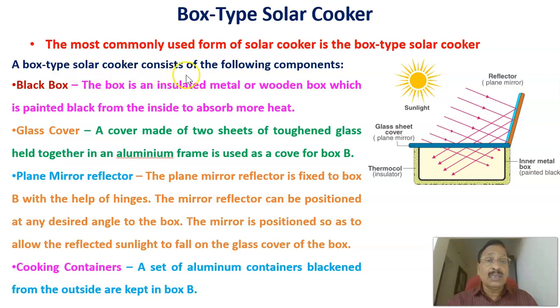A box type solar cooker consists of the following components. First, a black box. The box is an insulated metallic or wooden box, which is painted black from the inside to absorb more radiation or heat, and it is thermally insulated. Then there's a glass cover at the top. A cover made up of two sheets of toughened glass held together in an aluminium frame is used as the cover for the box.